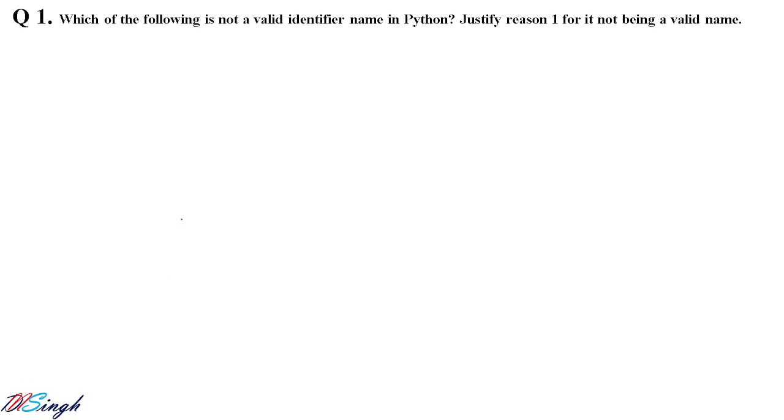So the first question says, which one of the following is not a valid identifier name in Python? Justify the reason for it not being a valid name. Okay, fine. The options are 5total, _radius, pi and while. Which one is not valid? 5total is not valid. Why? Because it is starting with a digit. We have seen that rule just now. A variable name starting with a digit is not allowed in Python.